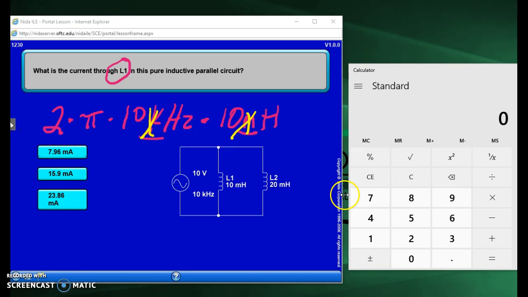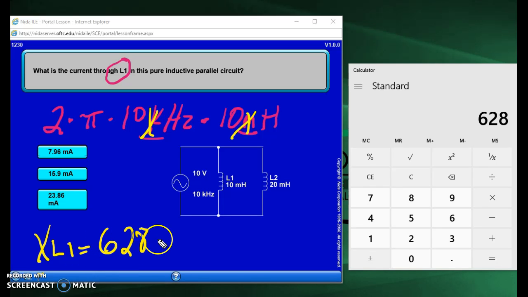So let's do that. 2 times, and pi is 3.14, times 10 times 10 equals, and I come up with the wrong value. I think I messed up when I pressed in pi, so let's try that again. 2 times 3.14 is what I missed, times 10 times 10. We weren't very far off, but there would be a difference between 620 and 628. That would be a little more rounding than I would want to do. So the XL of L1, its ohmic value, is 628 ohms.